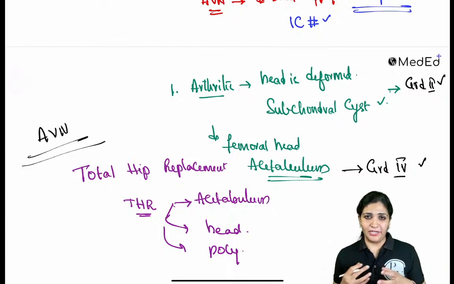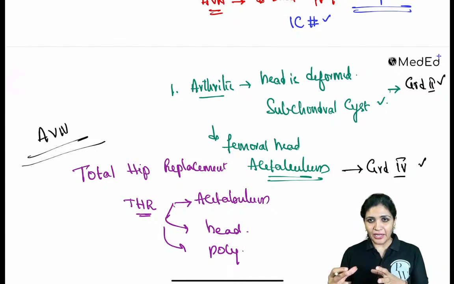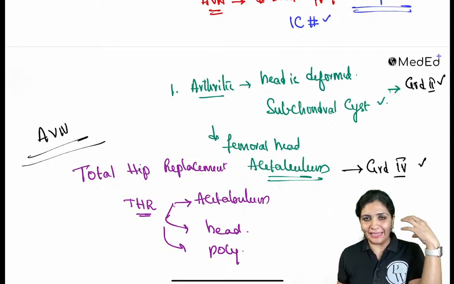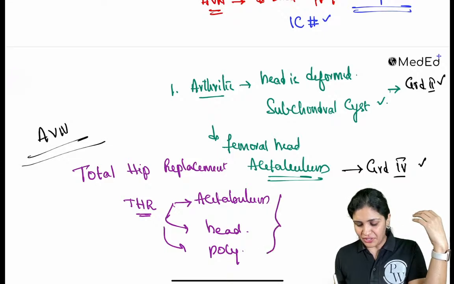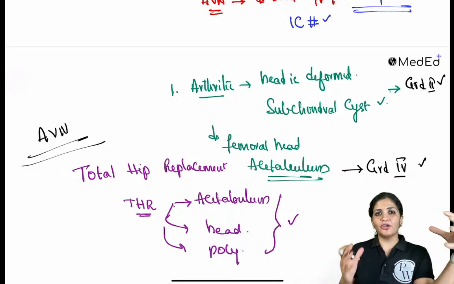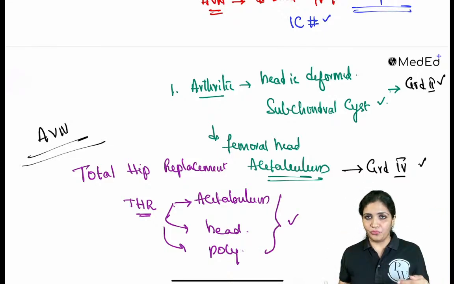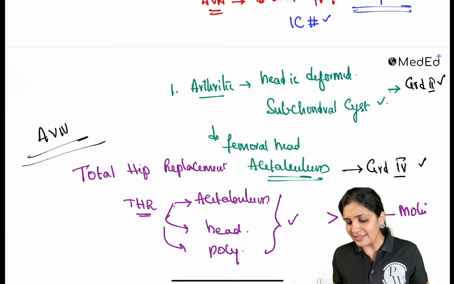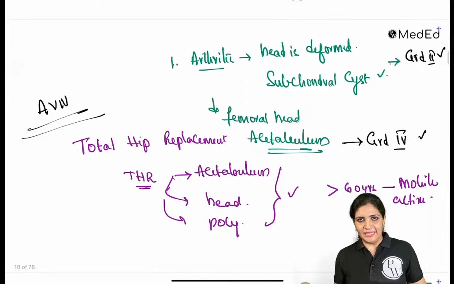So these are the three components which you have in the THR, where there is a labrum-like structure called the poly, which is white, and then the head and the acetabulum. So these three structures are replaced. This is nothing but your total hip replacement. When you go for total hip replacement, whenever the patient is more than 60 or 65 years, very mobile, active individuals, you usually go for THR, right?